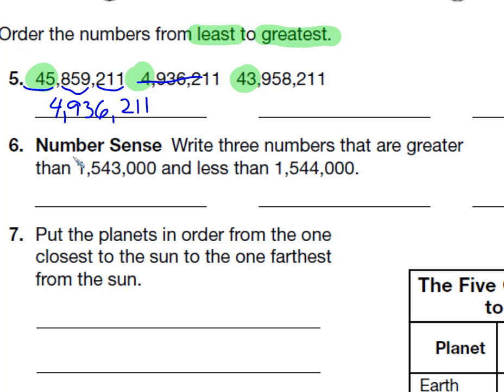Okay? Number 6, write three numbers that are greater than 1,543,000 and 1,544,000. Oh, and sorry, less than. So they have to be between these two numbers. I'm going to let you think about this one. Have your mom help you, or your dad, or somebody. But they cannot be smaller than this number, and they cannot be greater than this one. Go ahead and write three numbers down.